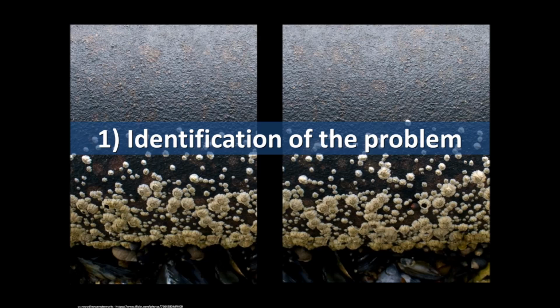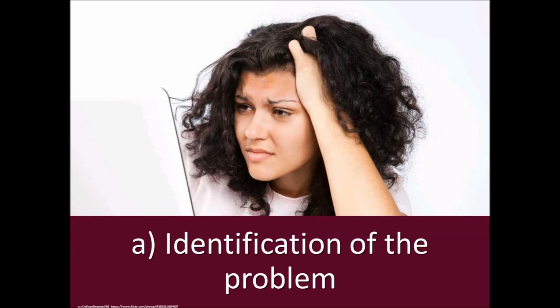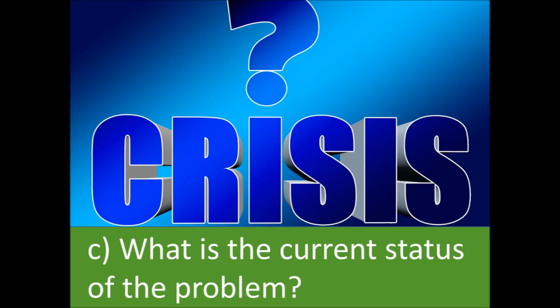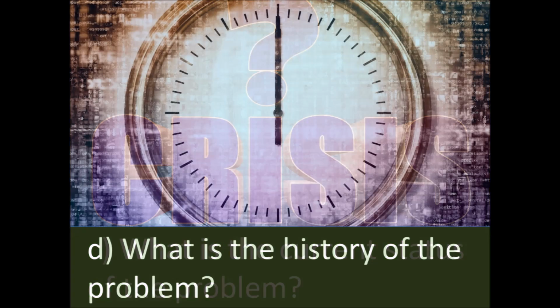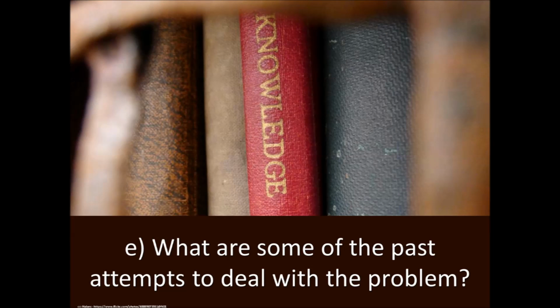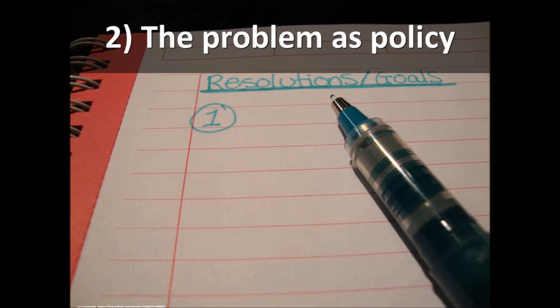Identification of the problem, the first chapter, is usually the longest part. In many cases, it is as long as the rest of the report. It takes up half of the total amount of pages. In this, you introduce the problem and identify it, explain who the stakeholders are, look at the current status of the problem and why the problem is important now, look at the history of the problem, how did we get to where we are now, and discuss some of the past attempts to deal with the problem and their successes and failures.